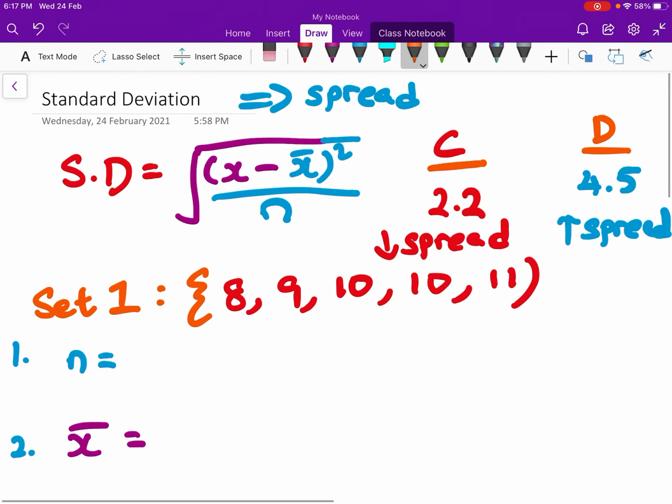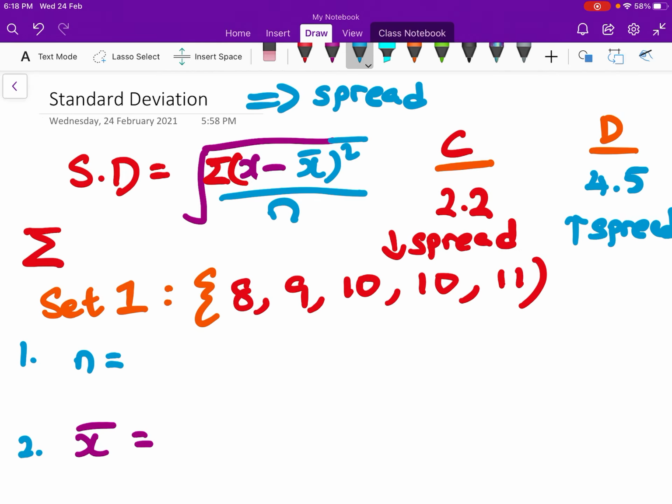Of course, for standard deviation I need a formula to calculate it, and the formula is this. Remember your sigma. You can see there's a very funny sign here. This is what we call summation. Summation means adding up everything. x bar represents our mean, and n represents the number of data I have.